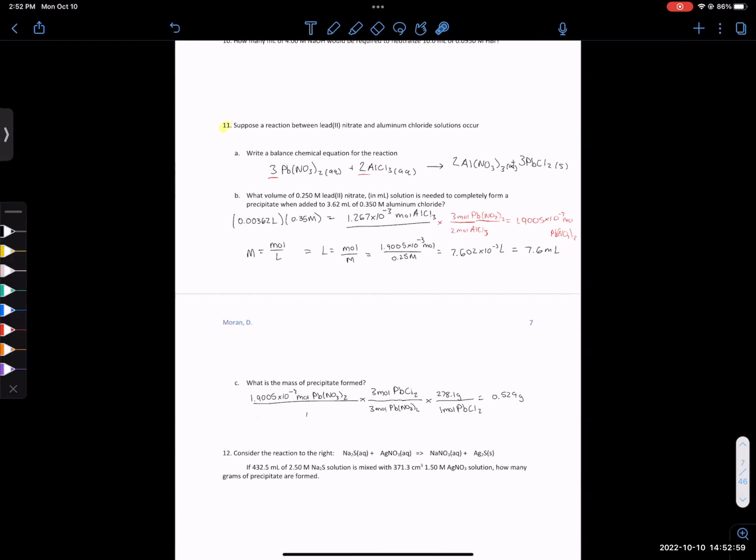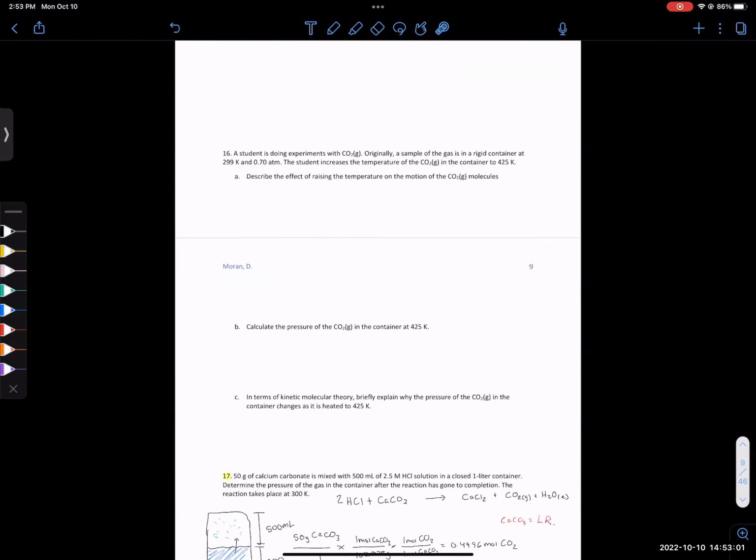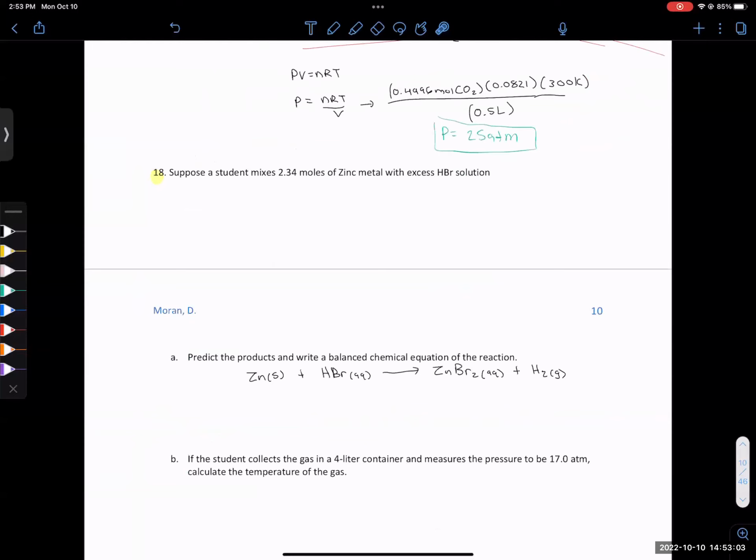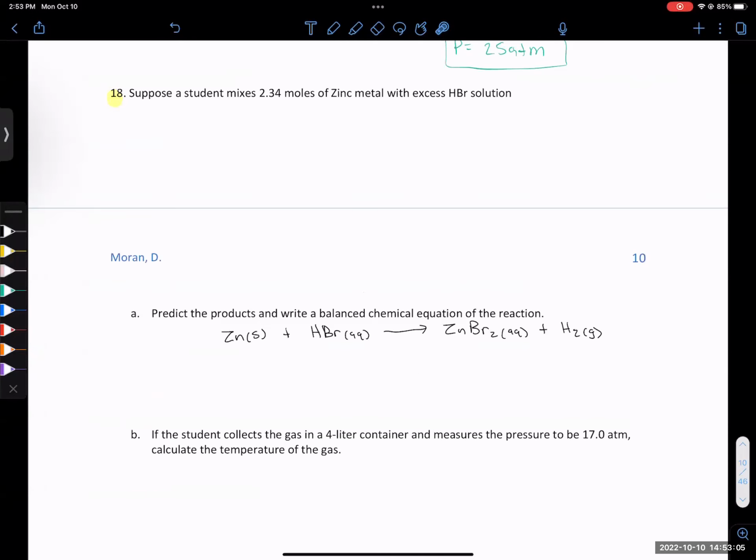All right. Where were we? If the student collects the gas in a 4-liter container and measures the pressure to be 17 atmospheres, calculate the temperature of the gas. So how would we go about this?